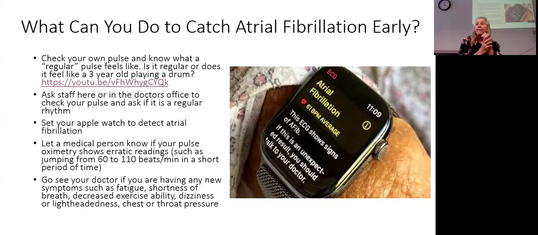Any of you that have Apple Watches, there's a way to set it so that you can say, yes, I want to detect atrial fibrillation, but you have to actually turn that on. Let a medical person know if your pulse oximetry shows erratic readings. If it's showing that your pulse is jumping between 60 and 110, or if you're getting that at home, let your doctor know so that we can look at it more closely. Go see your doctor if you're having any new symptoms such as fatigue, shortness of breath, decreased exercise ability, dizziness or lightheadedness, chest or throat pressure.